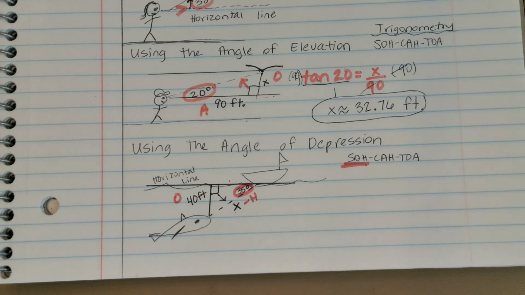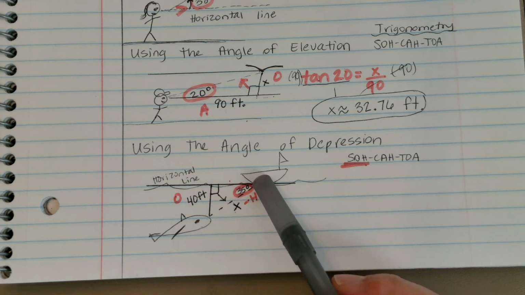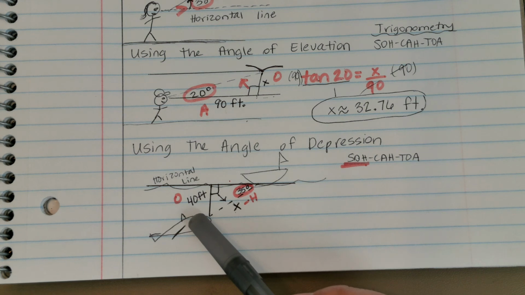So in order to solve and find the distance straight across from the boat to the fish or shark or whatever it is, I can't draw.